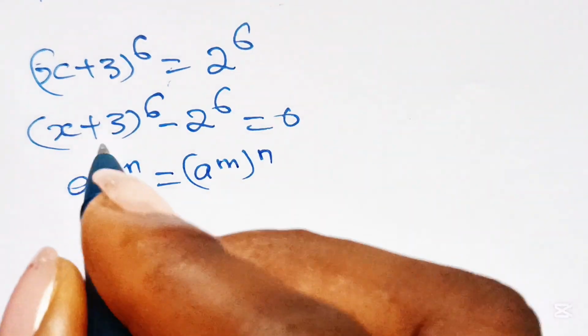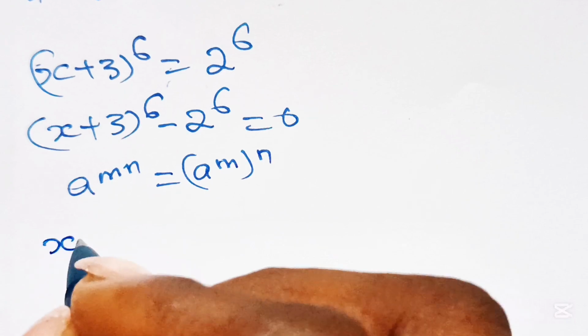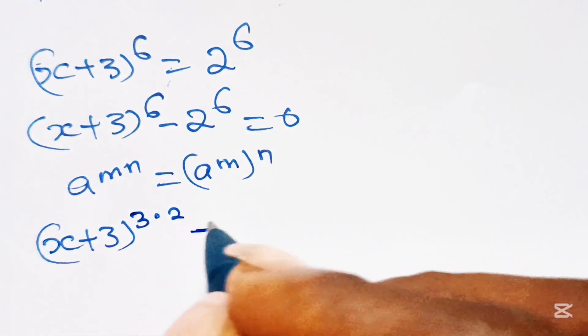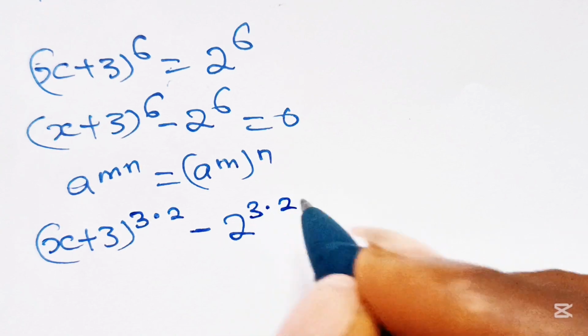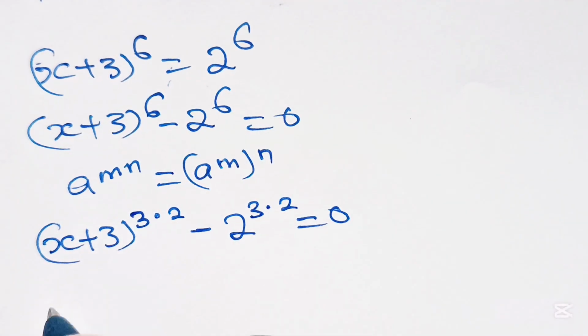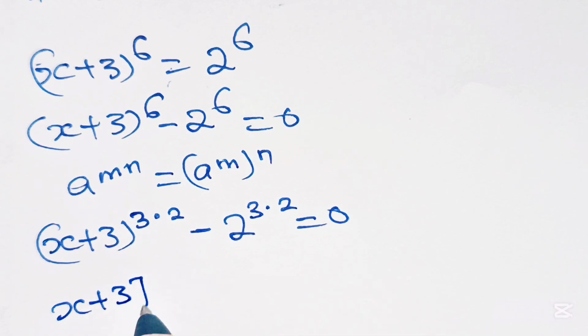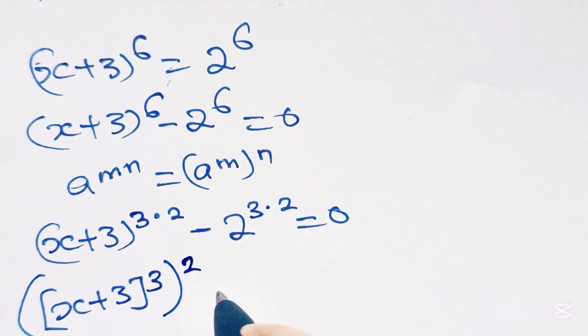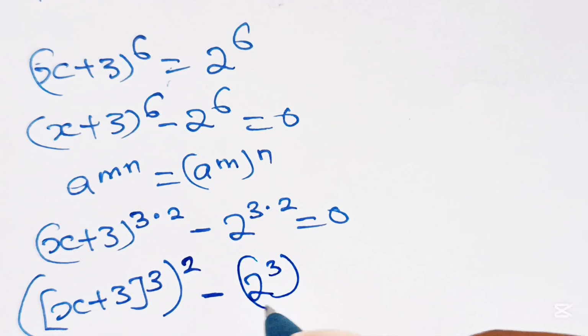Okay, so that means we can express this as (x + 3)^(3×2) - 2^(3×2) = 0. So we can further express this as ((x + 3)^3)^2 - (2^3)^2 = 0.